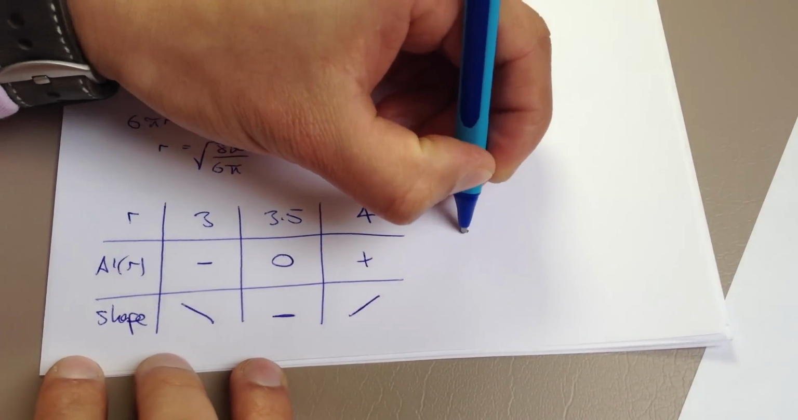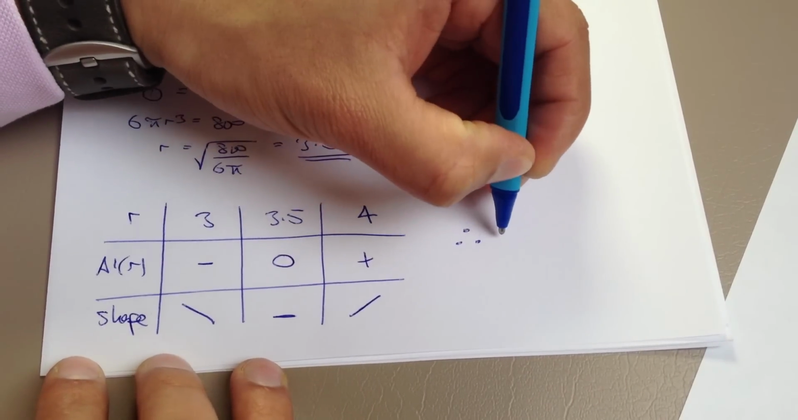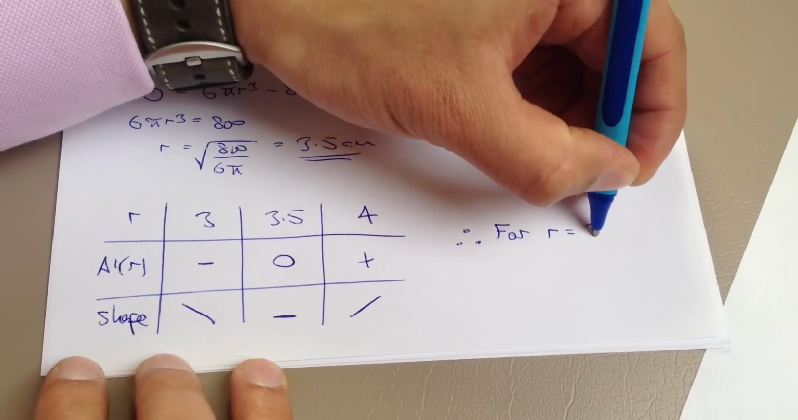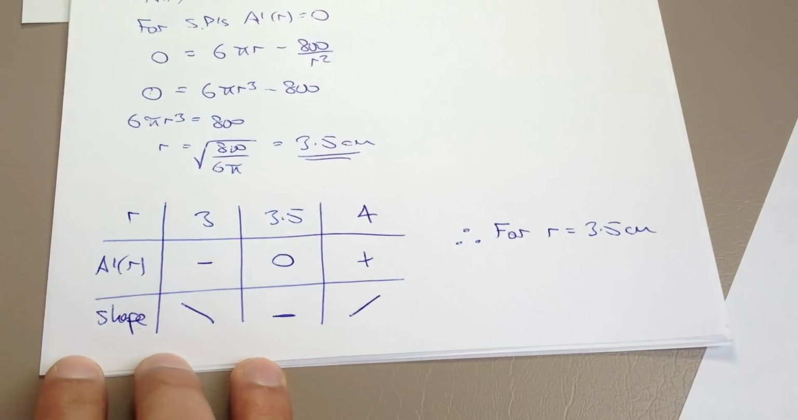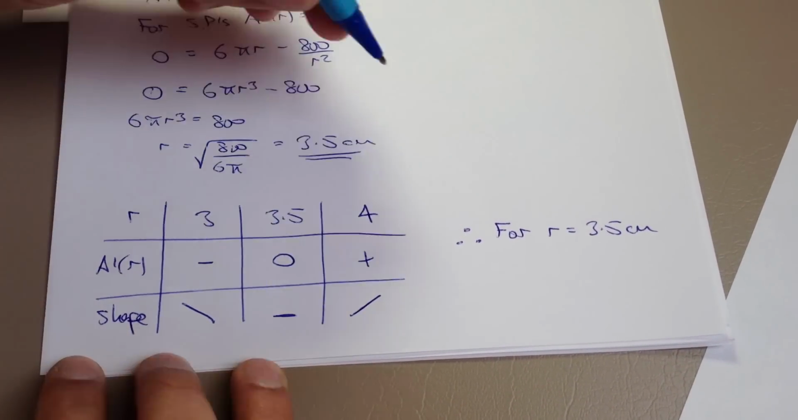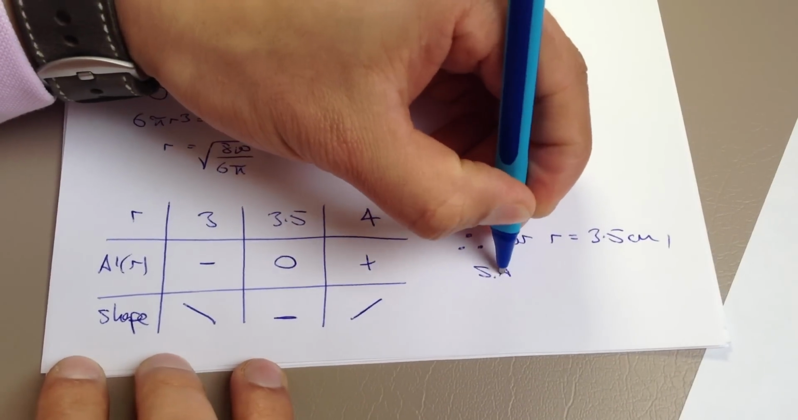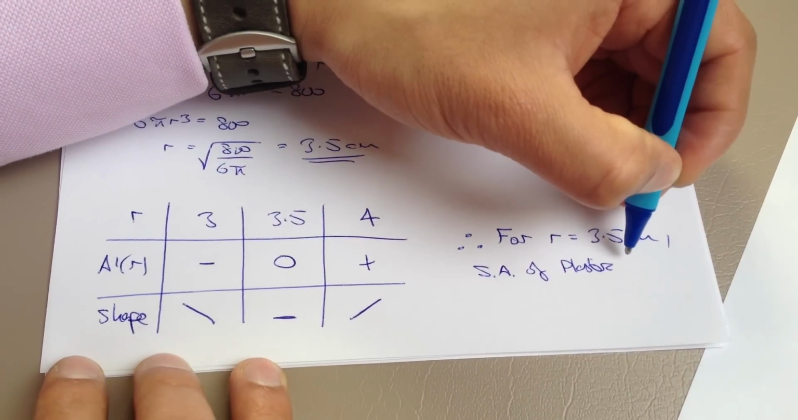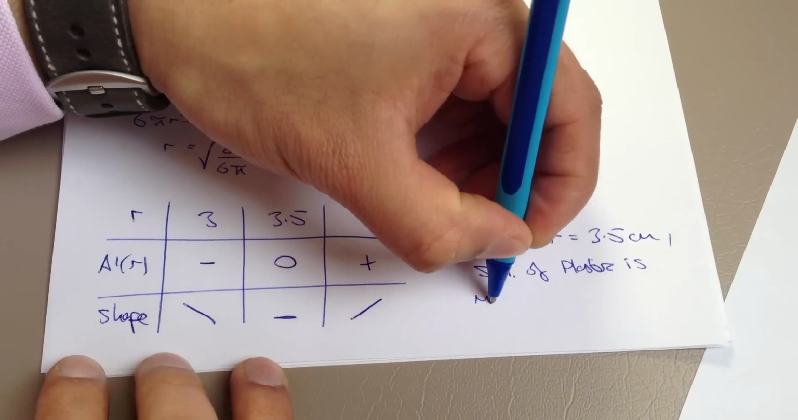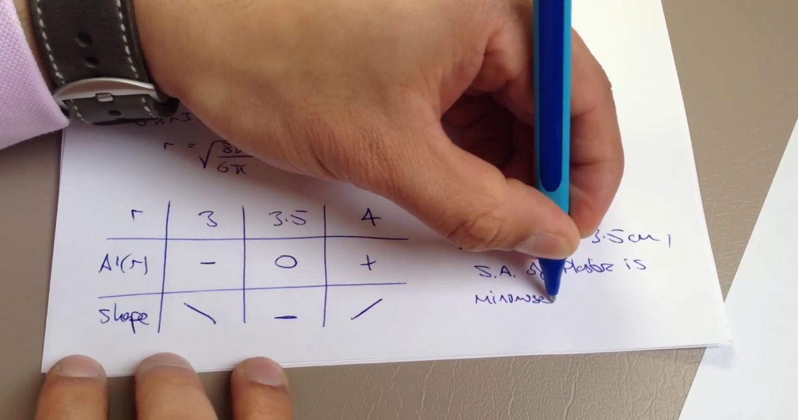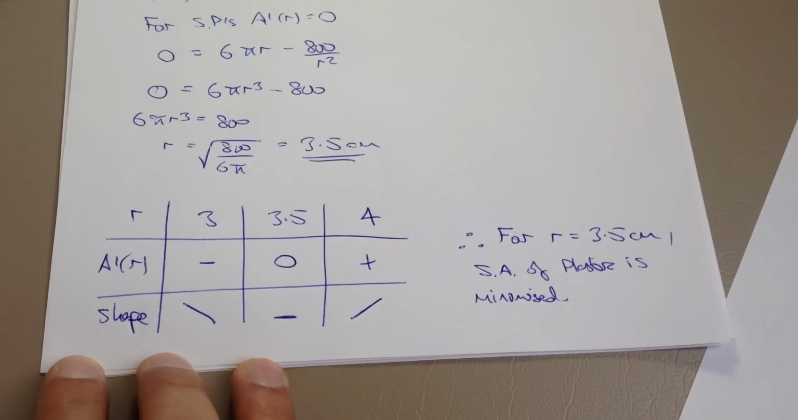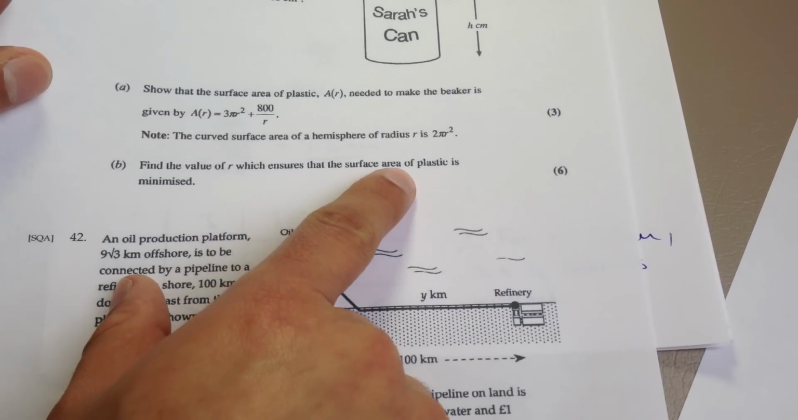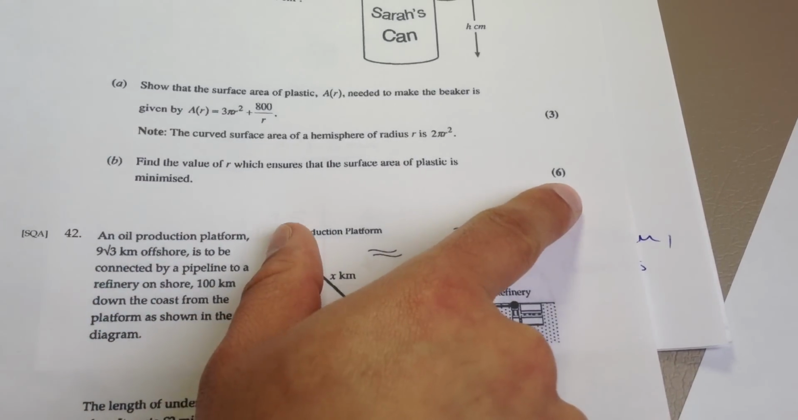So all I can do is just go, therefore, for r equal to 3.5 centimeters, in other words, when the radius is 3.5 centimeters, the surface area of plastic is minimized. And that's it. That is what they were asking for, I believe. Find the value of r which ensures that the surface area of plastic is minimized, and it's 6 marks.